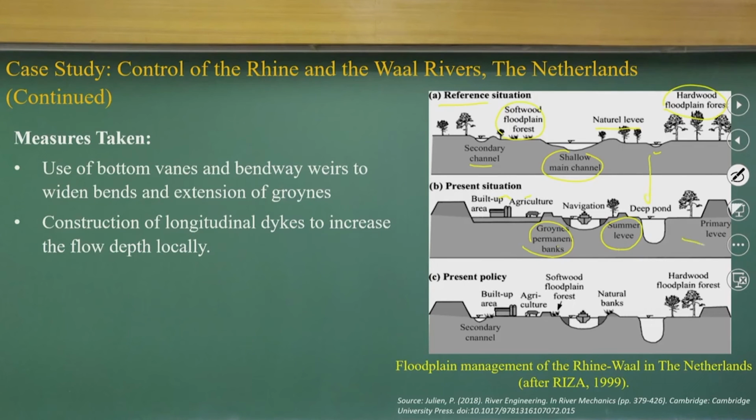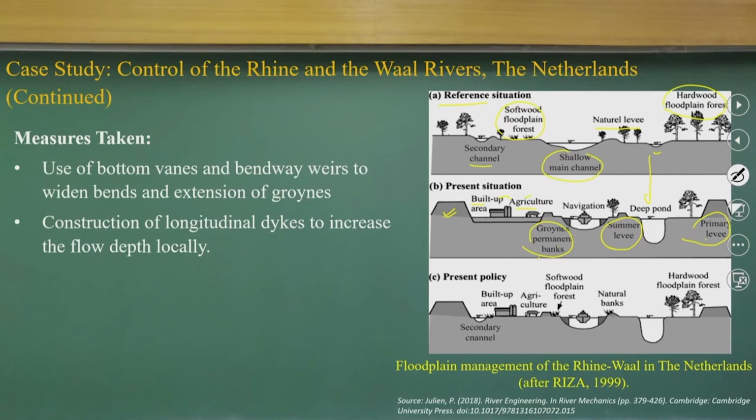We put the primary levees, the bigger levees, on both sides because we want to protect what lies beyond. Okay. So, we put the primary levee, we put a summer levee, and we have a groin and permanent bank supporting agriculture and built up areas. Then you have the banks beyond the river corridor, which protect other areas from being affected by the floods.